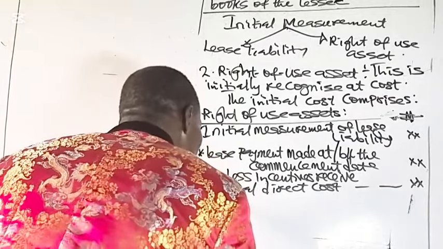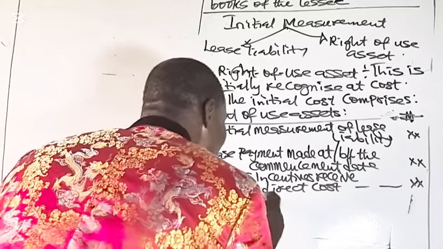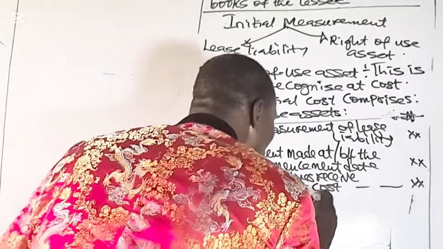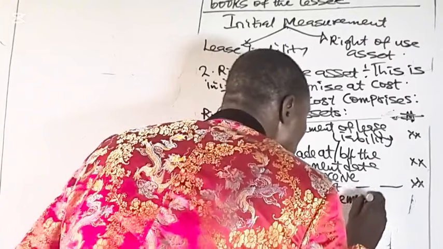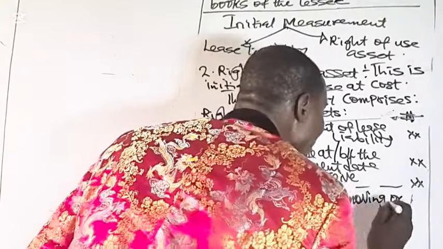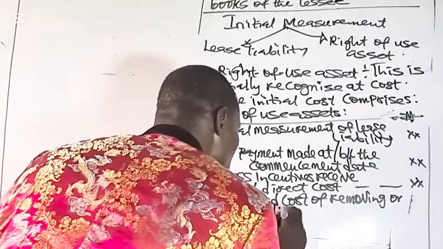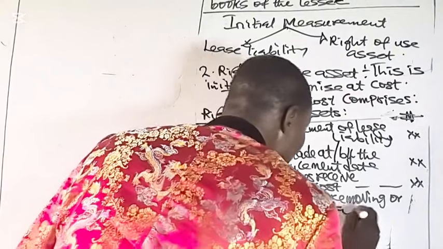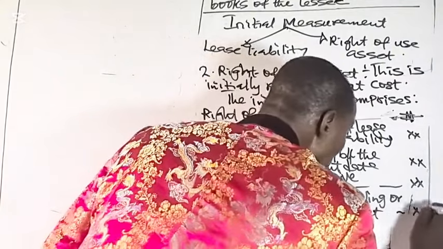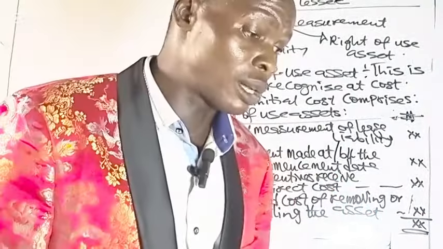Estimated cost of removing or dismantling the asset. The sum of all these will give you the initial value of the right of use asset.